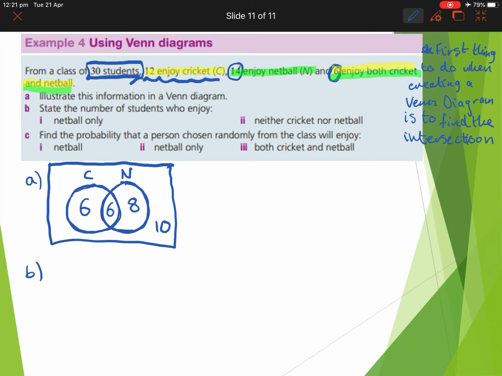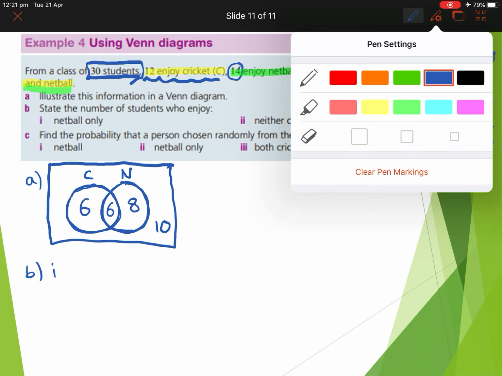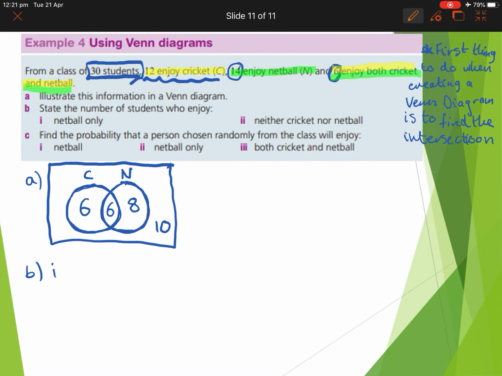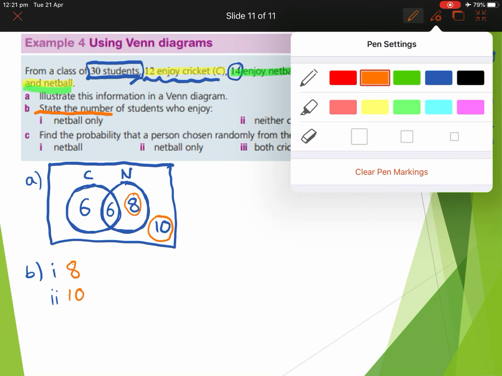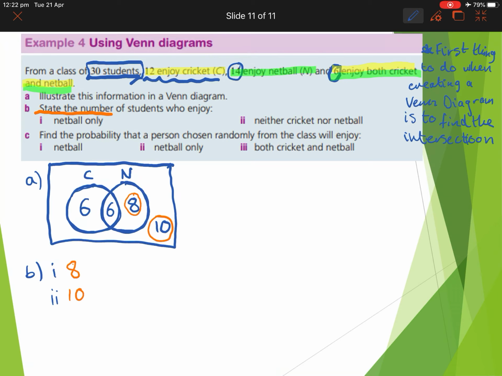So moving on to B, we need to state the number of students who enjoy netball only. This 8, that would be netball only. So 8 students like netball only. And then the second one is neither cricket nor netball. We found that already, it's 10. With this one, it just says to state the number, so we don't need to worry about any probability or any specific notation. That's all fine.